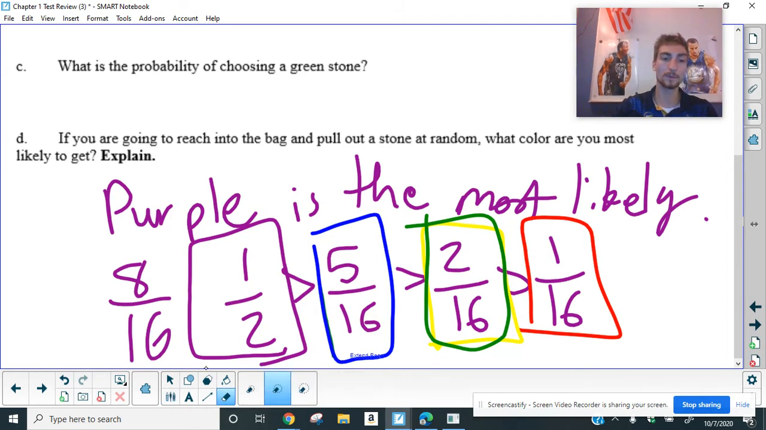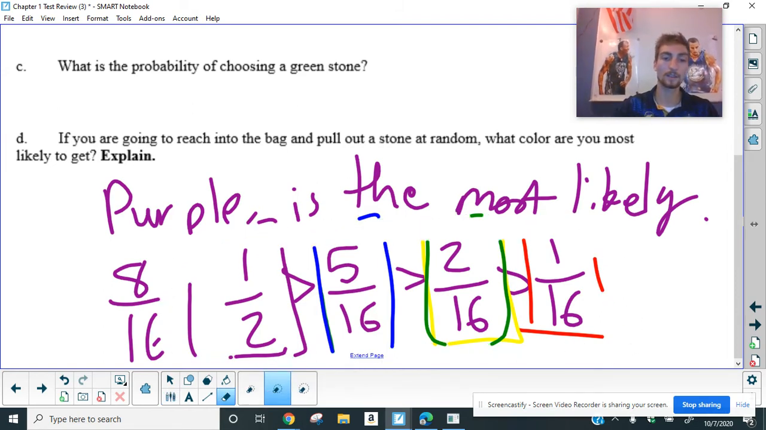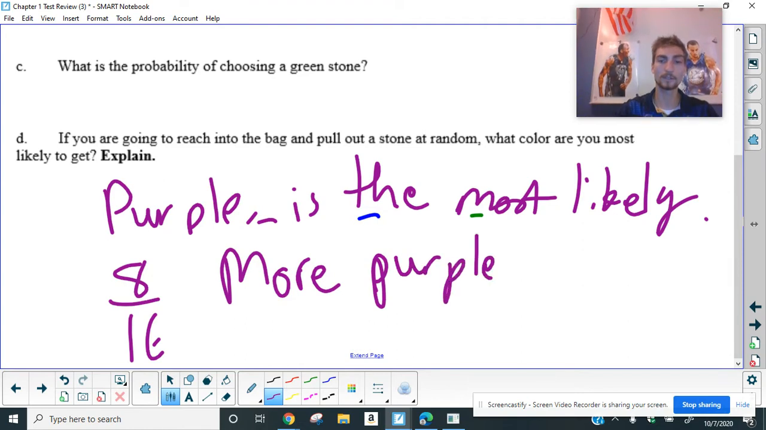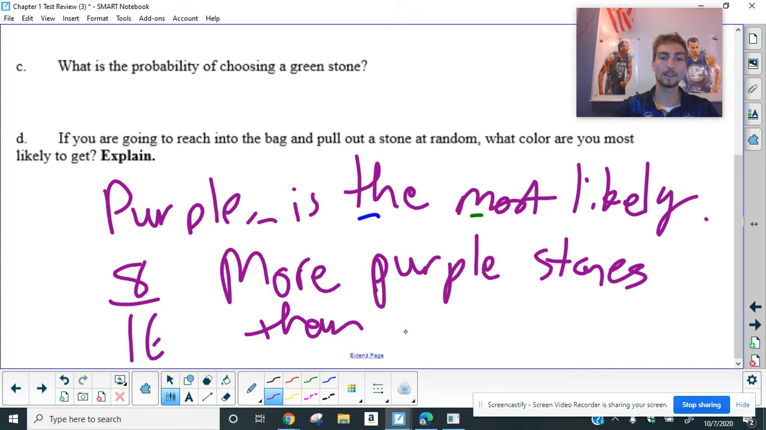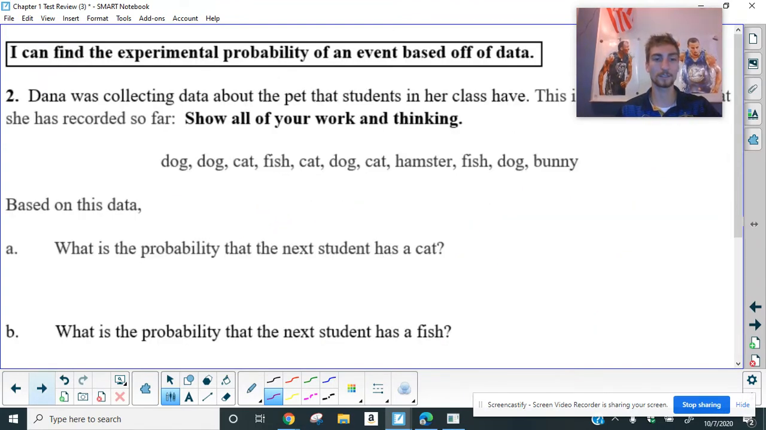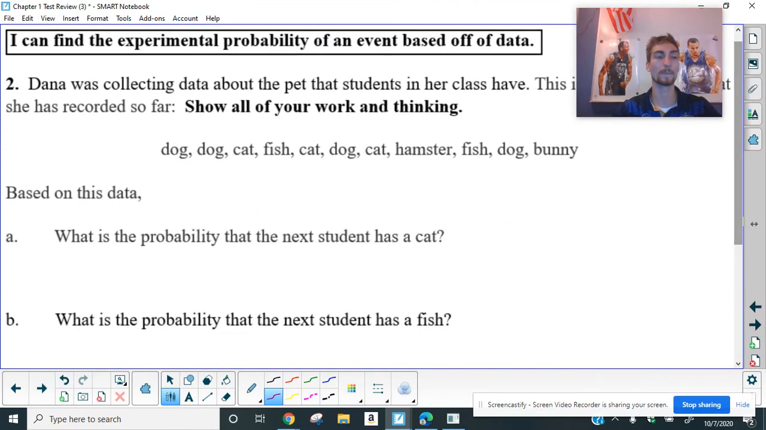Or you could simply just put more purple stones than any other color. All right, so purple would be your best chance if you were to reach into the bag and pull one out at random. All right, now we're moving on to the experimental probability.